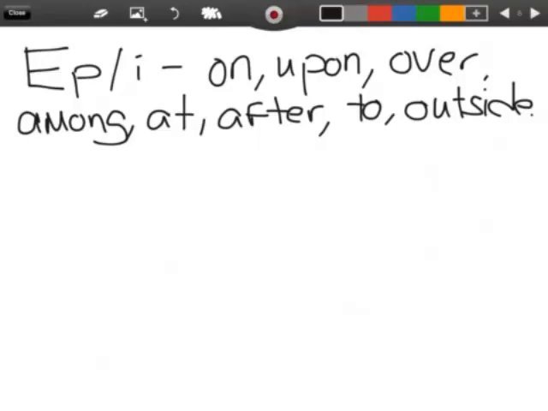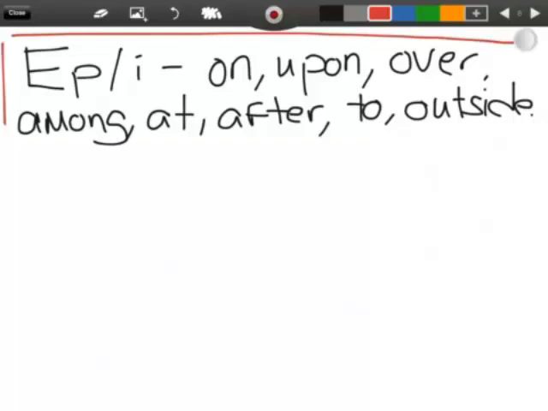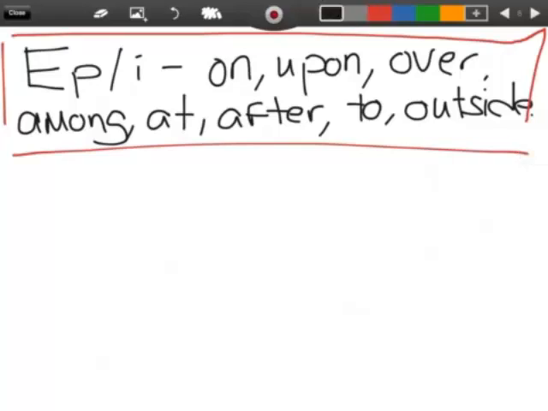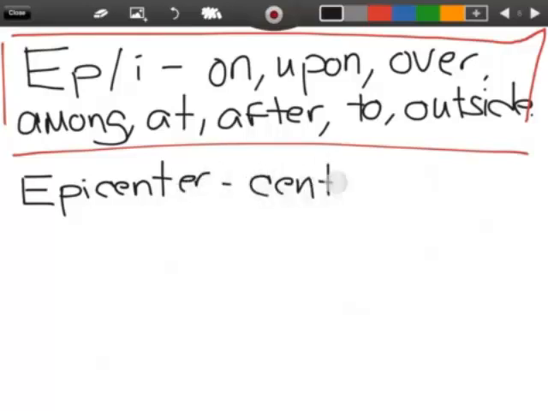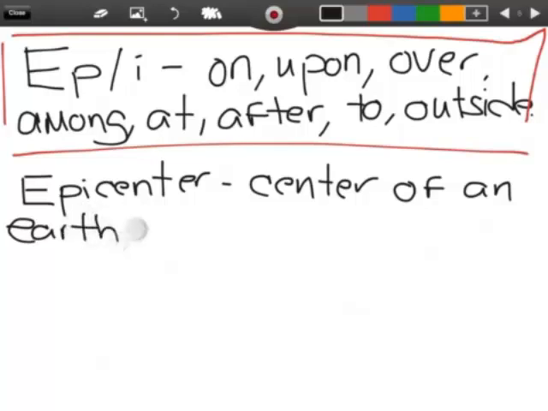I'm going to go ahead and give you an example, but before I move on, this is another important root, so I'm going to go ahead and mark this for you. And I'm going to give you an example now. And that example word is going to be epicenter, meaning center of an earthquake.